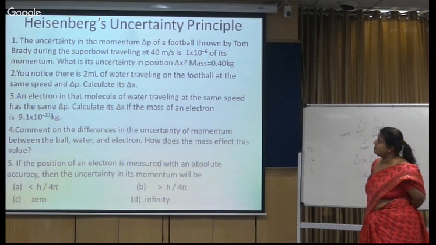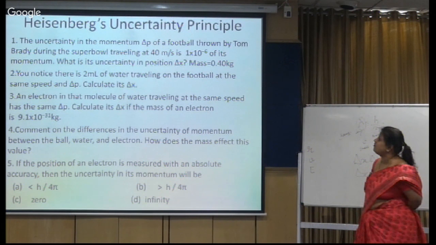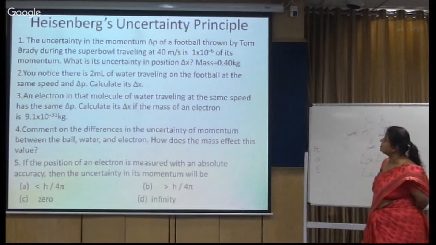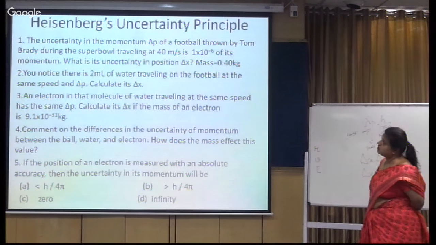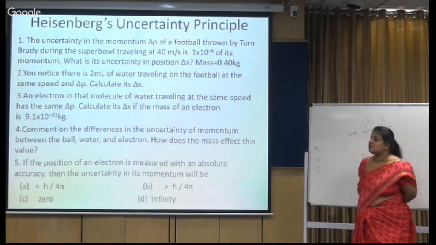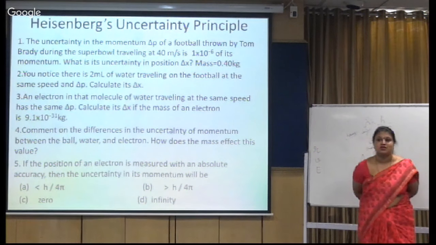The uncertainty in the momentum delta P of a football thrown by some footballer, Tom Brady, during the Super Bowl, traveling at 40 meters per second, is 1 into 10 to the power minus 6 of its momentum. What is its uncertainty in position delta x? The mass is given as 0.40 kg.